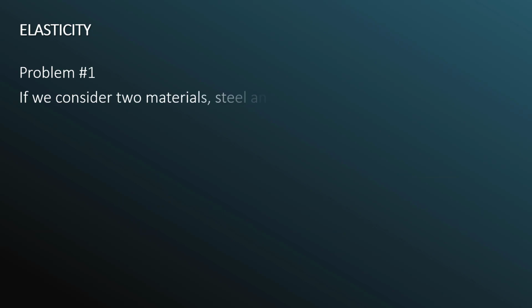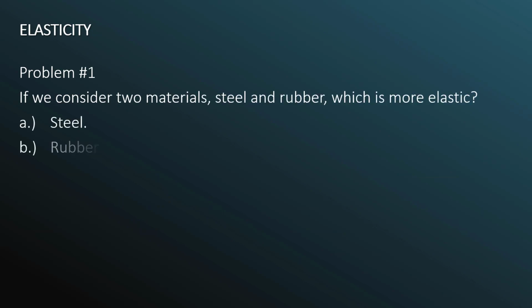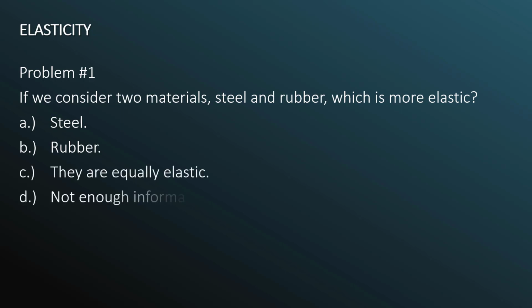Problem 1. If we consider two materials, steel and rubber, which is more elastic? A, steel; B, rubber; C, they're equally elastic; or D, not enough information? The answer is steel. Why?